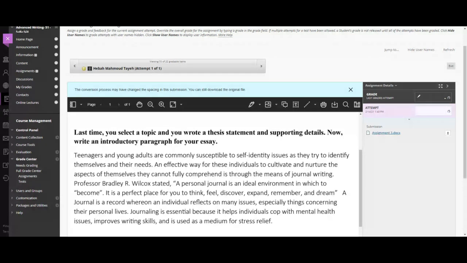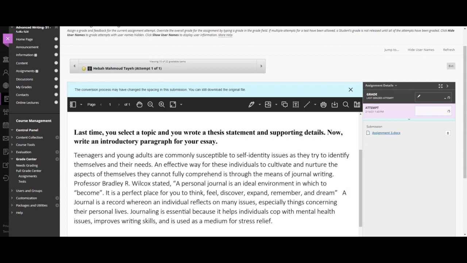Again, this is a quotation, right? Yeah. A journal is a record whereon an individual reflects on many issues. Yeah, you are affected by legal translation. We use these terms in legal contexts: wherein, whereon, wherefrom. Try to avoid these in academic writing.